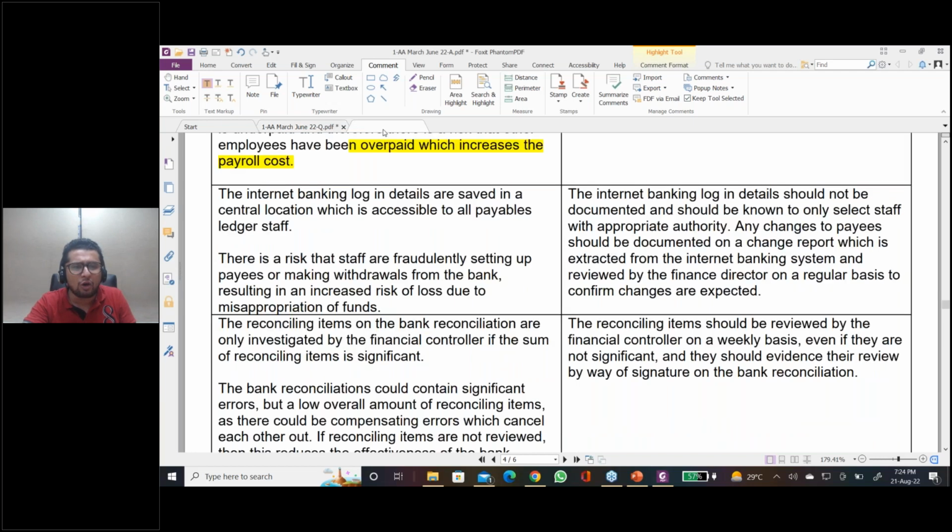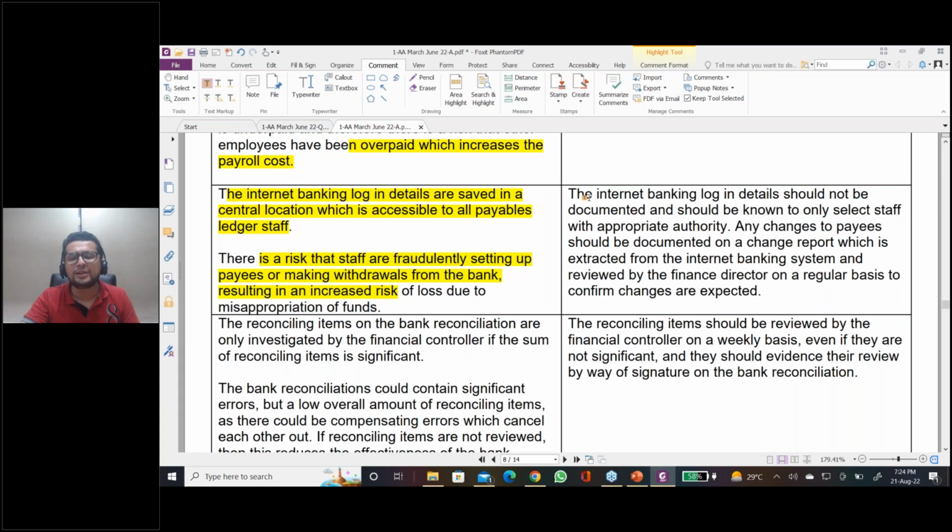So the internet banking login details are saved in a central location, which is accessible to all employees. That's copied from the question. There is a risk that staff are fraudulently setting up payees or making withdrawals. So I could add a beneficiary. I could make payments to anyone. I could do certain shopping or something. I'm always up for shopping. So this could be the case.